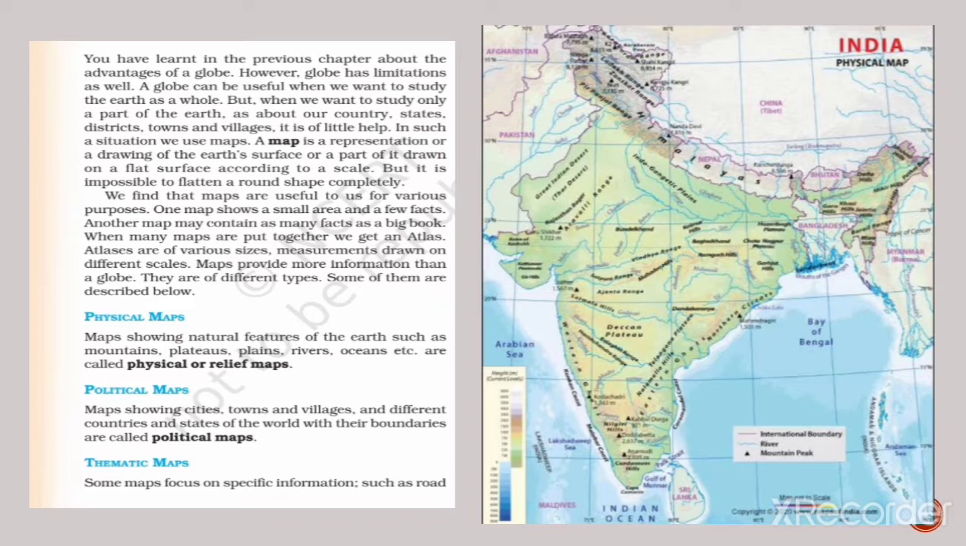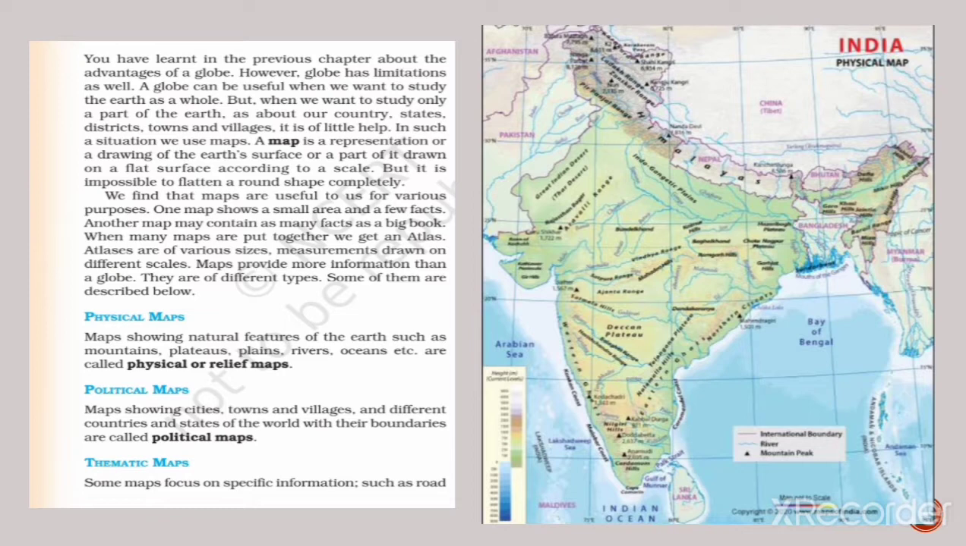In a physical map, the natural features of the earth are shown. Natural features like plains, plateaus, rivers, oceans, and so on are shown in this map. Here we can see the picture of the physical map, and whatever natural features we already discussed, like rivers, mountains and all, are clearly marked in this map.